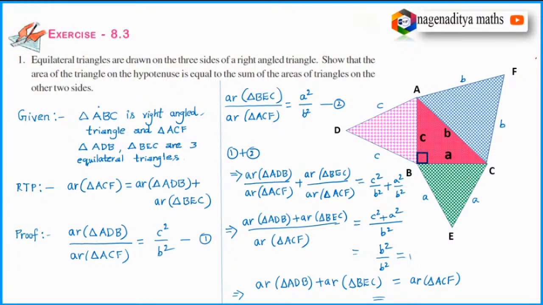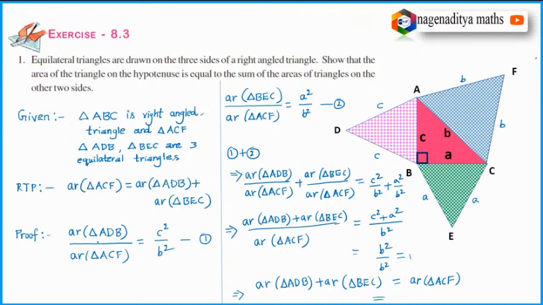So by the problem, ABC is a right angle triangle, and ACF, ADB and BEC are three equilateral triangles drawn over the sides of the right angle triangle, and in particular triangle ACF is drawn over the hypotenuse of the right angle triangle. So what we have to prove is that the area of the triangle drawn over the hypotenuse of a right angle triangle must be equal to the area of the triangles drawn over the remaining two sides. So that is area of triangle ACF is equal to area of triangle ADB plus area of triangle BEC. So this is what we have to prove.